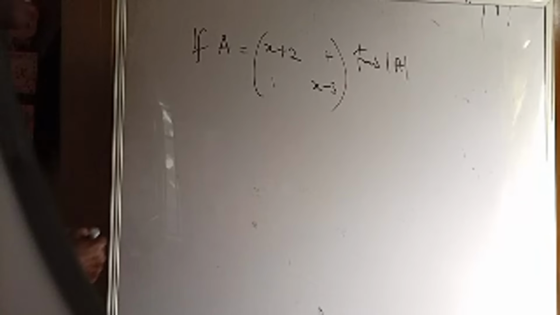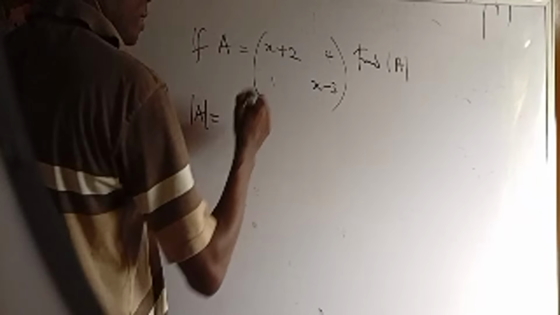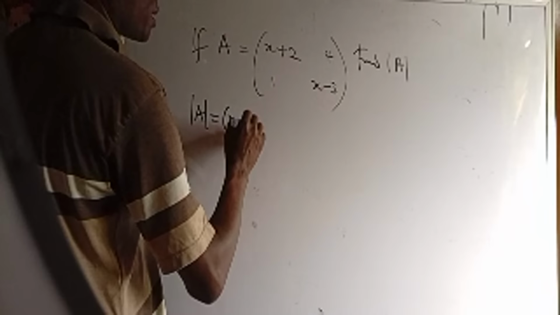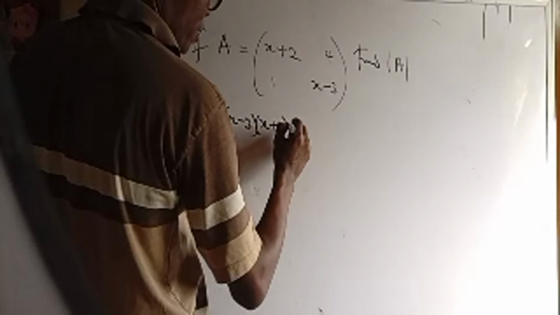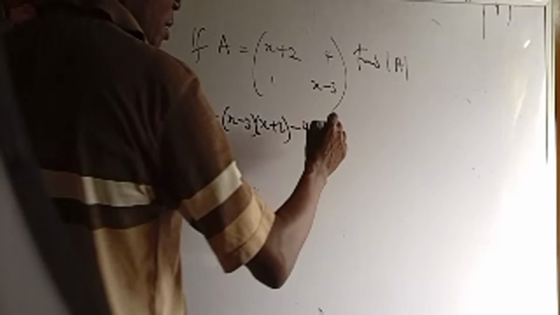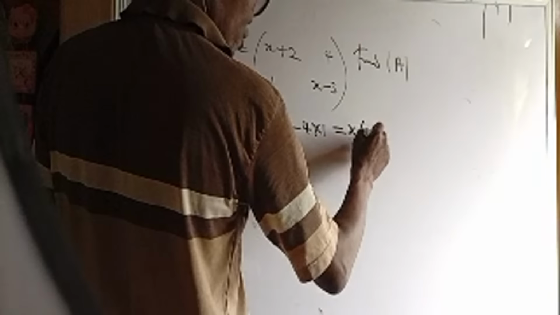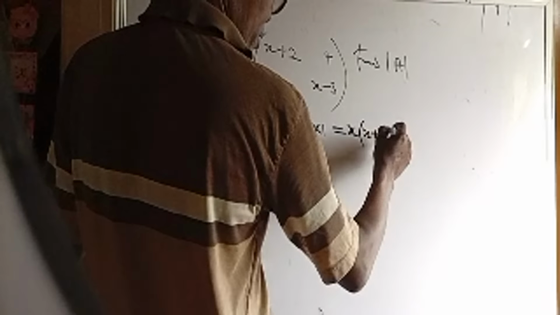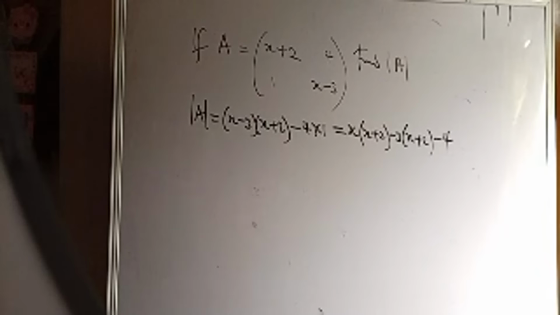So now the determinant of A will be this way: x minus 3 times x plus 2, then minus 4 times 1, or 1 times 4, whichever way. So that gives us x multiplying x plus 2, then minus 3 multiplying x plus 2, minus 4. I hope that is clear.